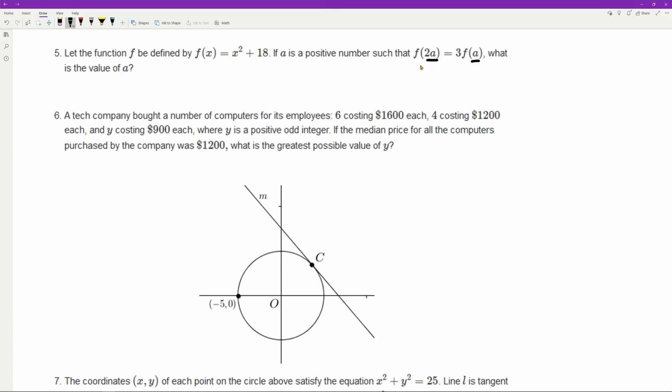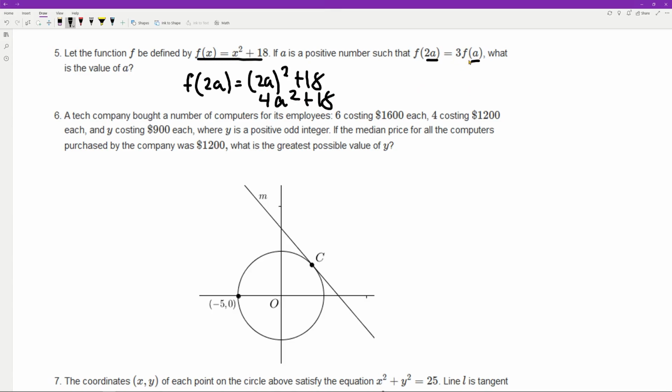So if we have f of 2a, the original function is going to be this above. If we just plug in 2a for every single place we see x, we're going to have f of 2a is equal to 8(2a)^2 plus 18. Make sure to write that in parentheses. And then now let's square that. So that's going to be 32a squared plus 18.